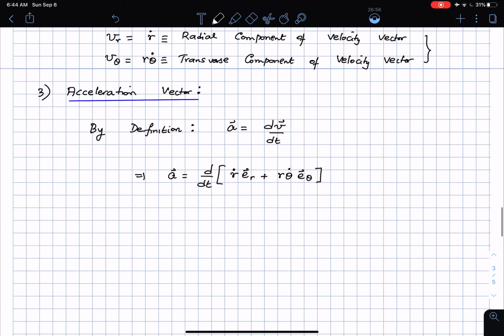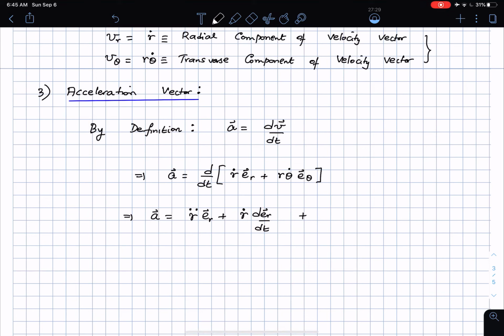Now I have a big task in front of me. I have to do the product rule many times, and that's essentially what I'm going to be doing. I'm going to do the time derivatives very quickly. So acceleration is now r double dot er by the product rule, and then r dot der by dt.